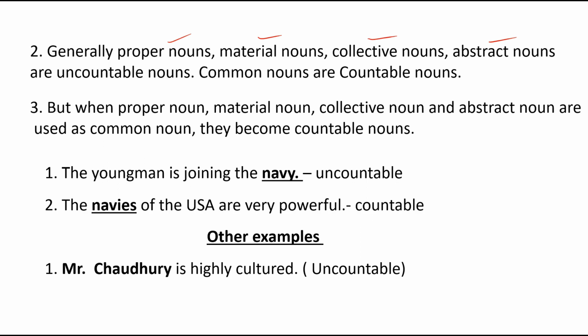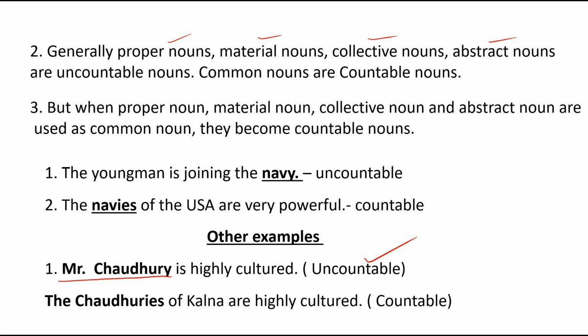So here Mr. Chaudhary is a particular name of a particular person. So it is a proper noun. According to the rule, according to norms, it is an uncountable noun. But when we mention the Chaudharys of Kalna are highly cultured, here the Chaudharys of Kalna is mentioning the family members of the Chaudhary family. Okay, so they are highly cultured.